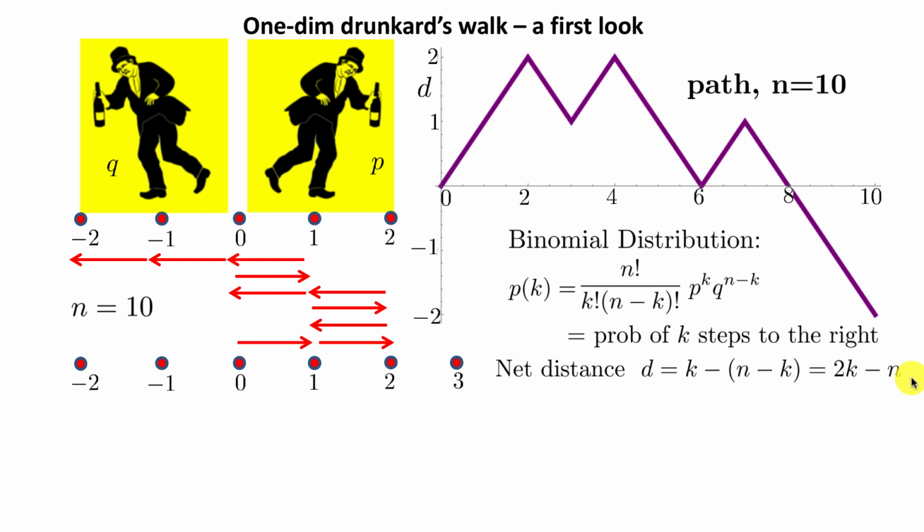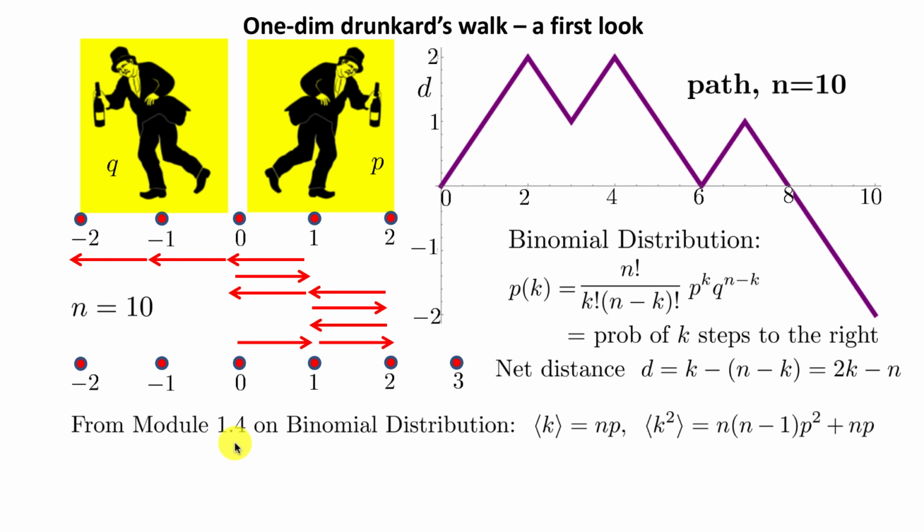Now, because we have the probability distribution, P of k, we can calculate the average of k. From the earlier module, 1.4, which was on the binomial distribution, we found that the average value of k is just n times the probability p. How did we get this? Well, one way is you just multiply p of k by k itself, and then you sum over all values of k from 0 up till n, work out this sum, and that becomes n times p.